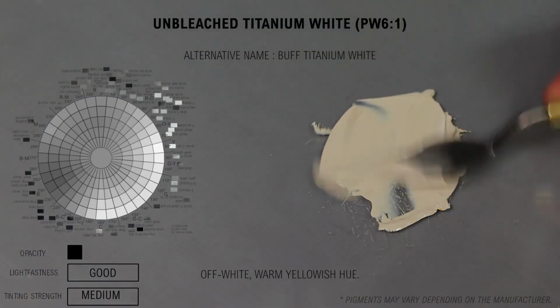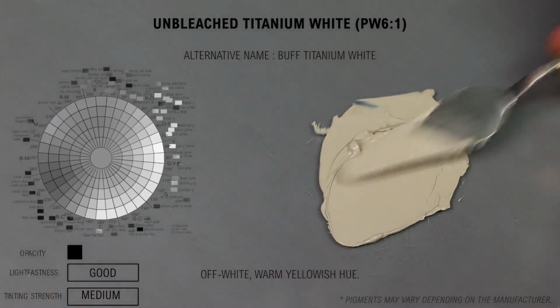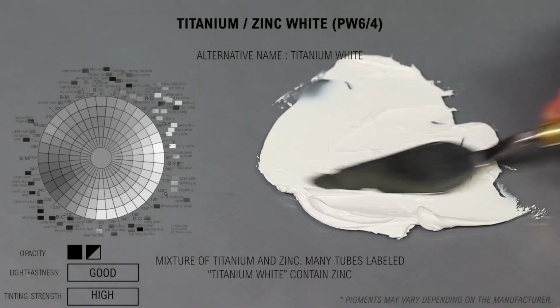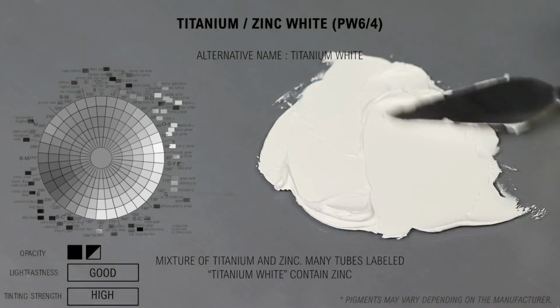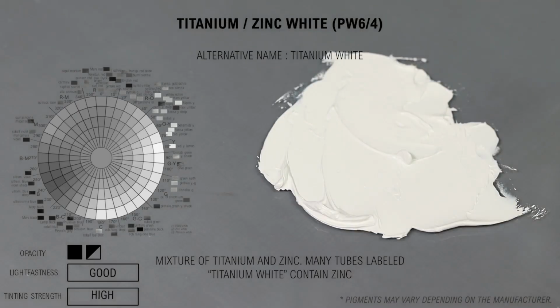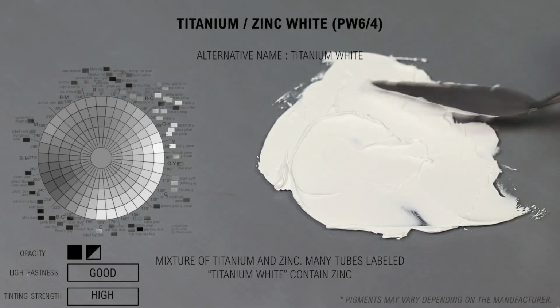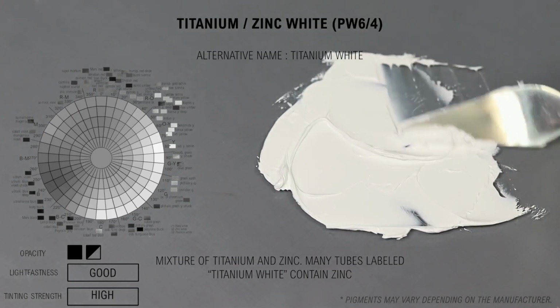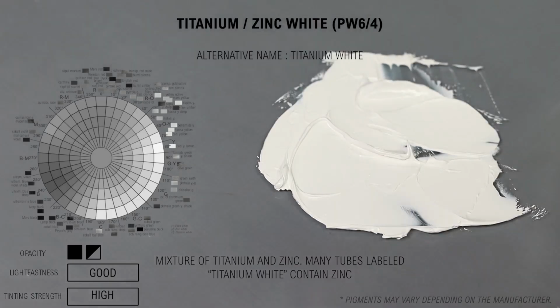Unbleached titanium white is an off-white with a warm yellowish hue. Titanium zinc white is a mixture of titanium and zinc to take advantage of the best of both pigments. Most titanium white paint tubes are actually a mixture of zinc and titanium.